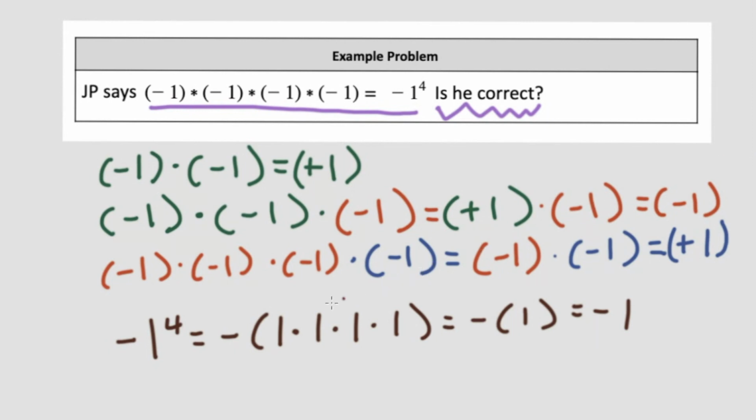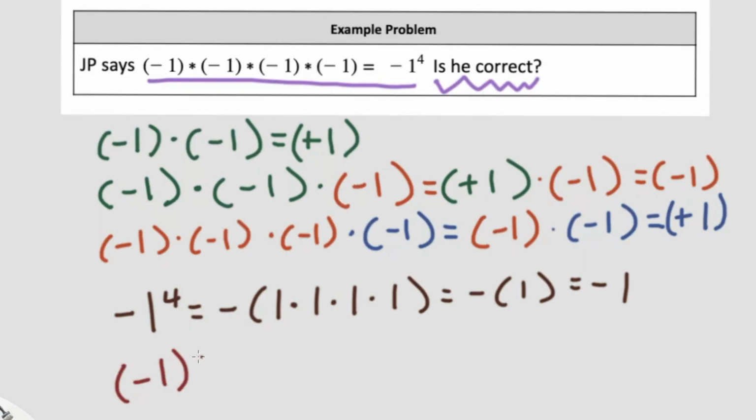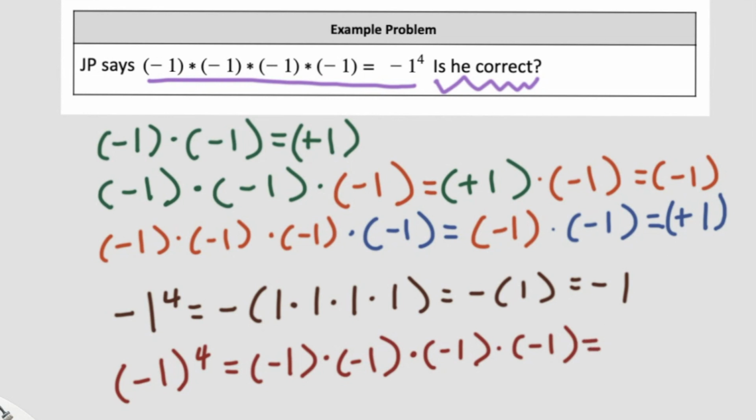But that's not what we want. We want a positive 1. It turns out the best way to express this is to use the parentheses as they are, and then we're going to keep the parentheses at the very end. We do minus 1 parentheses times minus 1 parentheses times minus 1 parentheses times minus 1 parentheses, which is equal to, you guessed it, parentheses minus 1 and the whole thing to the power of 4. So JP should write minus 1 to the power of 4 with parentheses around the minus 1, which we know is equal to 1.